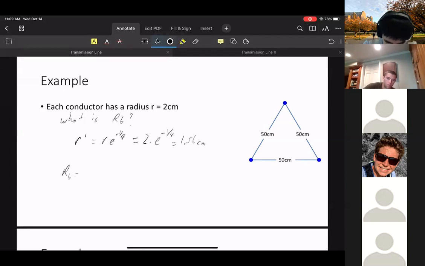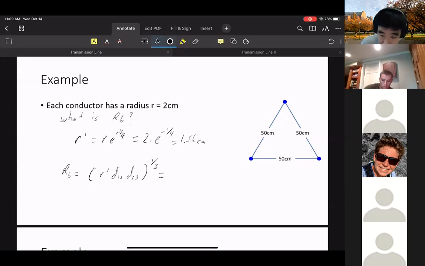And then RB is the geometric mean of all these things. So this is R prime, D12, D13, to the power 1/3. We're multiplying three things together, so we take a cube root. You plug this in, and this becomes 15.7 centimeters. So that's just one example of a calculation we can do.